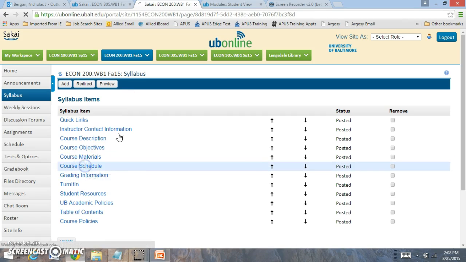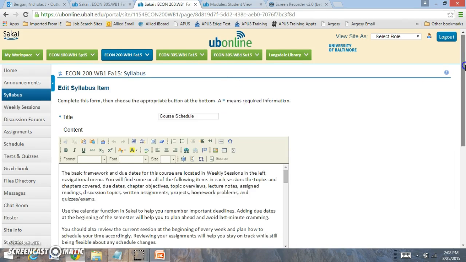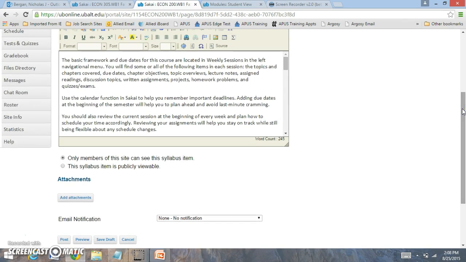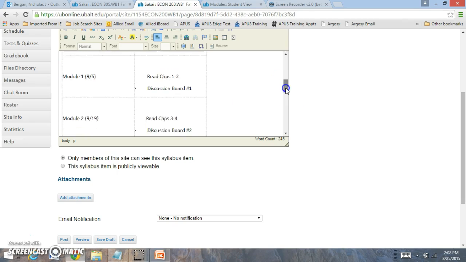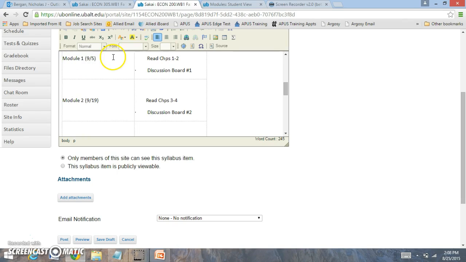The key to this is the course schedule. Now this will be different for different semesters, so if the dates look different for you, it might be for a different term. But for the semester, here are the due dates. Module 1 will end on September 5th. For this week, you just have to complete discussion board number 1 and read chapters 1 through 2, and it's due by 9/5.